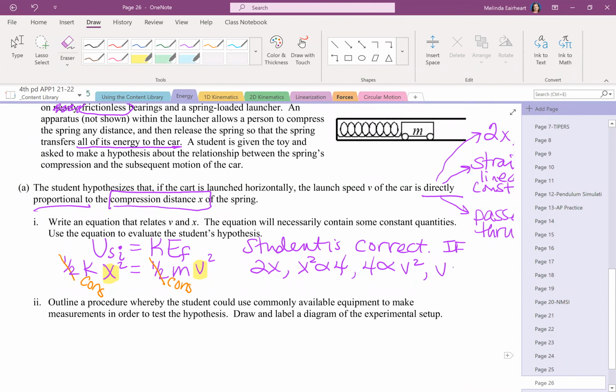It would double. And so that double, they're both squared. When would it not be proportional? Well, what if only one was squared, right?